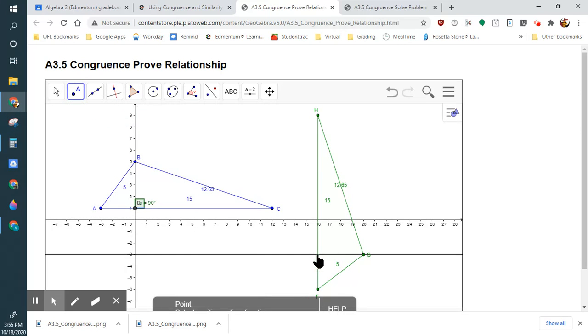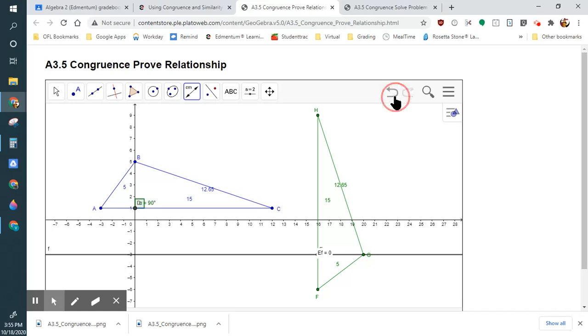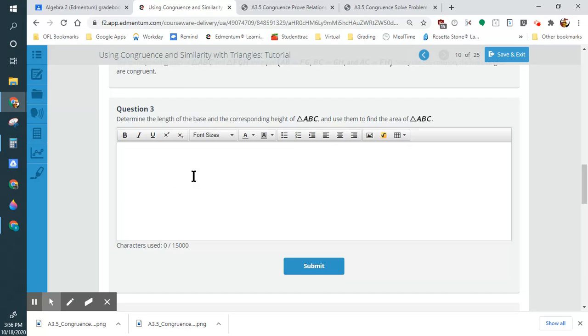So I'm going to put a little dot right here, and I'm going to figure out how far that is by using my measuring tool for distance and length. Yep, it's also 4 because I did 5 take away 4. All right, so determine the length of the corresponding height of ABC. The height is 4 because 5 take away 1 is 4.